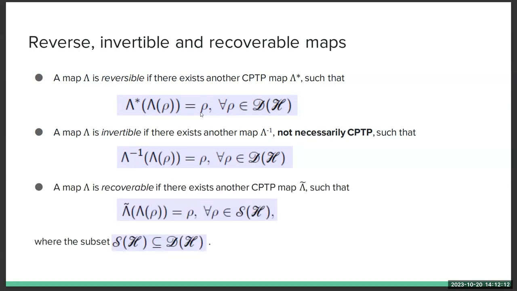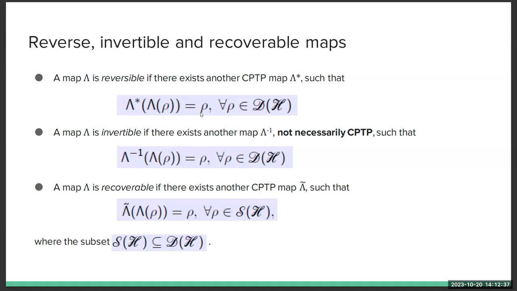And there is a third definition, which is the first one, but relaxed: a map is recoverable if there exists another CPT map, lambda tilde, such that lambda tilde applied to lambda rho recovers rho. But this is only in a subset. So I'm not requesting anymore the whole set of initial states, okay?